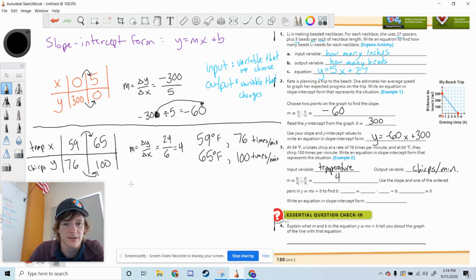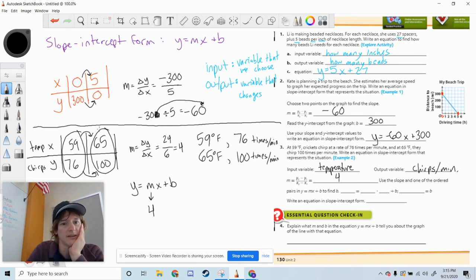Now we have the equation y equals mx plus b. We don't know what b is, and we need to find what b equals. We do know what m is. M is 4, we just calculated it. Now, in order to find this b, we're going to have to do a little work. This right here is an x and a y. This right here is an x and a y. We can use this one or this one.